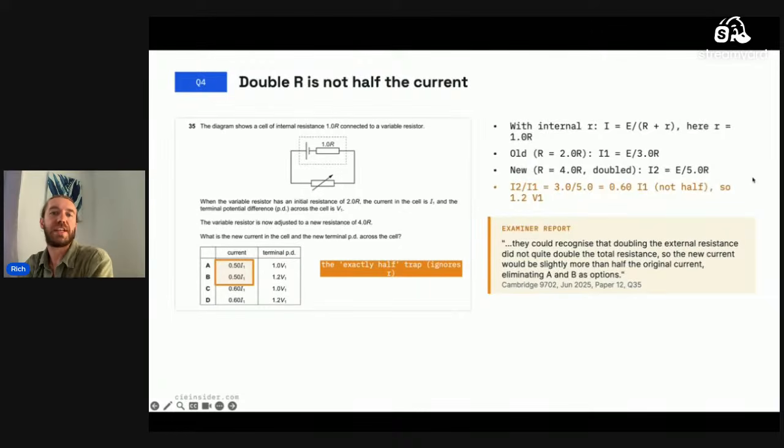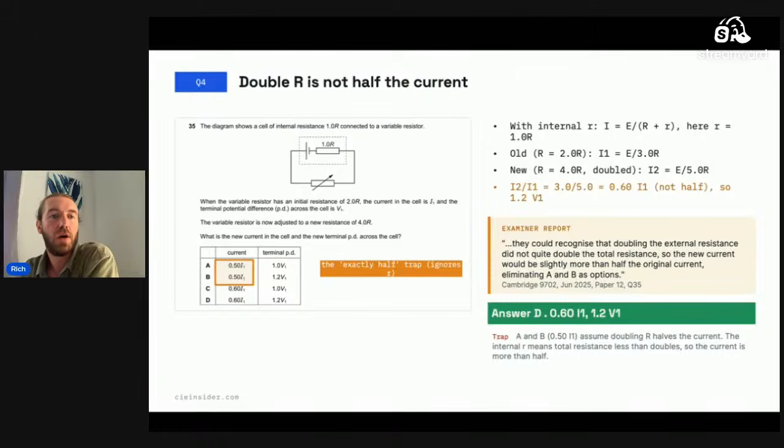So, what did the examiner report say? Obviously, that meant that the answer was D. It says they could recognize that doubling the external resistance did not quite double the total resistance. The new current would be slightly more than half of the original current, eliminating A and B as options. That is literally what we just went through.